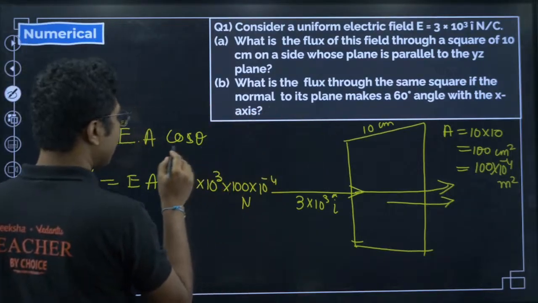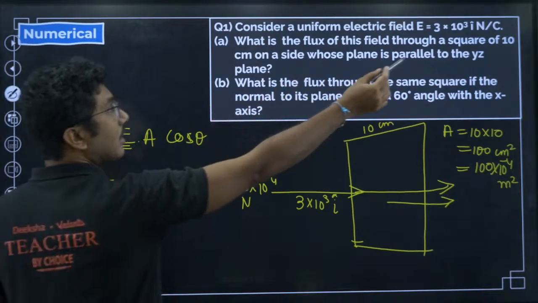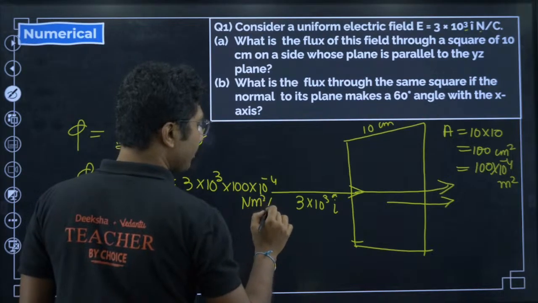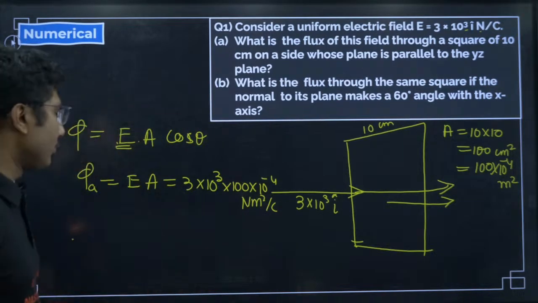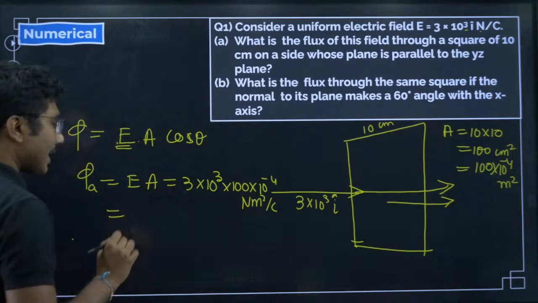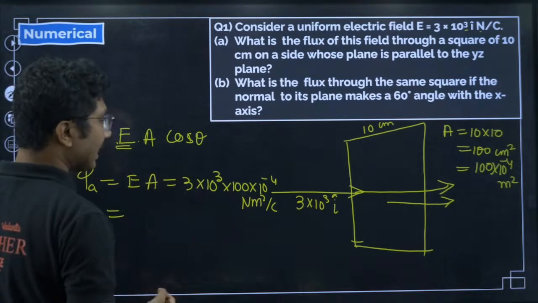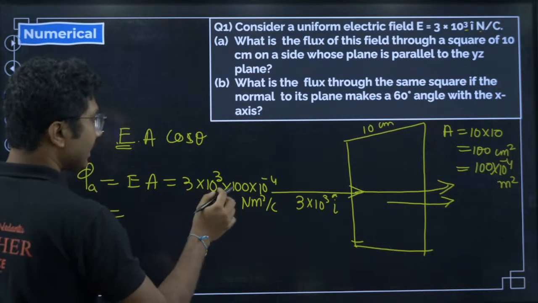You are multiplying with area, electric field is Newton per coulomb. You are multiplying with area, so Newton meter square per coulomb. Be careful with the unit as well. This is not a KCET exam where you can skip the units. Unit has to be written correctly, otherwise marks will be deducted.